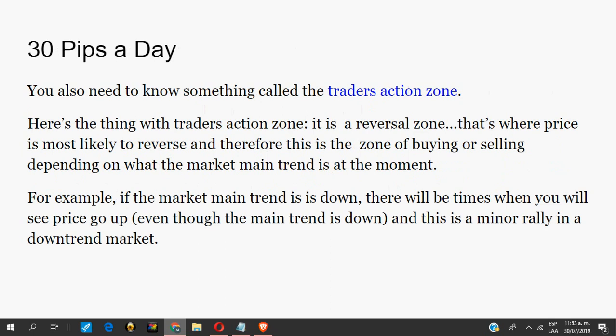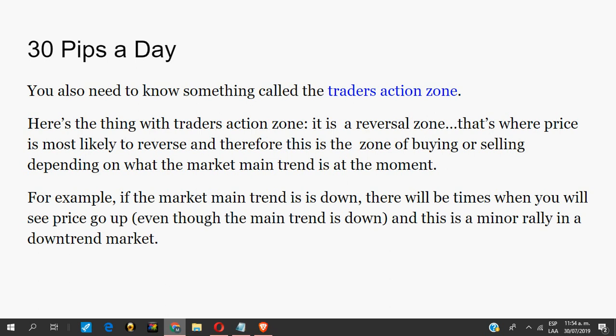You also need to know something called the trader's action zone. Here's the thing. The trader's action zone is a reversal zone. That's where price is most likely to reverse, and therefore this is the zone of buying or selling depending on what the market main trend is at the moment. Remember, you should always trade in favor of the trend.